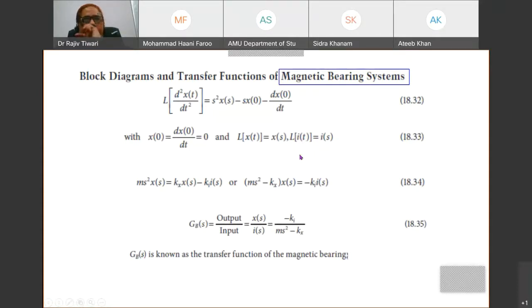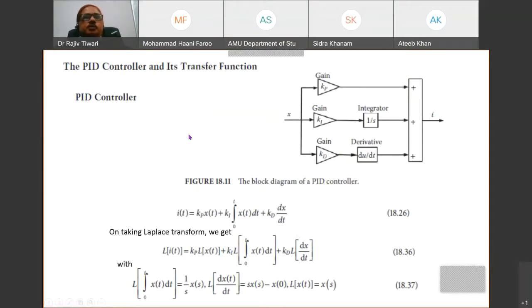So if we substitute this in the equation of motion, we'll get it in the Laplacian domain, which can be rearranged to get the transfer function, which is nothing but the output by input. Here the output is displacement, the input is current or the actuator. So this is the transfer function for the magnetic bearing. Similarly, we can develop the transfer function for the controller.